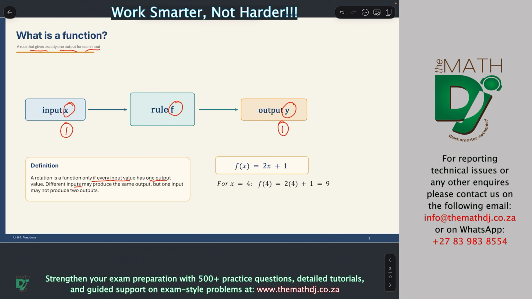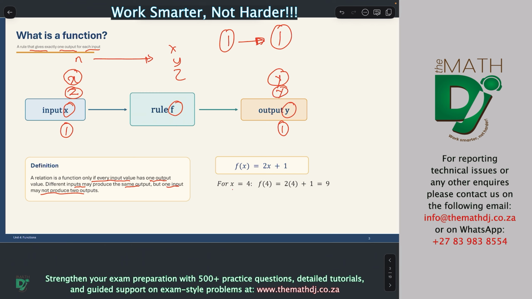Different inputs may produce the same output, but one input may not produce two outputs. For example, you can input x and it gives you y. You can put z, then it gives you y. So what we are meaning is that one input should produce one output. Not that you put n, then you come up with x, y, z, three outputs. We only say one in, one out. You understand? So that's what it means.